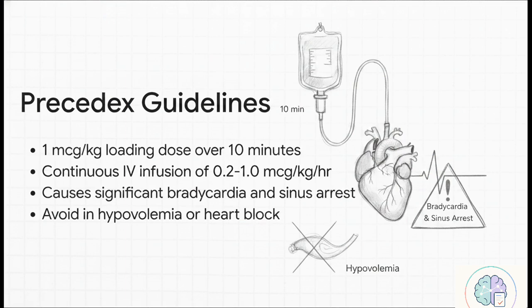Standard dosing involves a 1 microgram per kilogram loading dose, followed by a drip at 0.2 to 1.0 micrograms per kilogram per hour. But be careful. The major side effects to watch for are significant bradycardia and sinus arrest. You absolutely must use caution and avoid giving this to patients with hypovolemia or heart block.